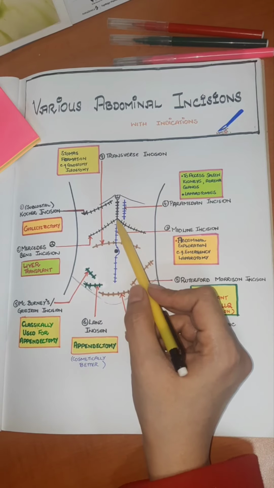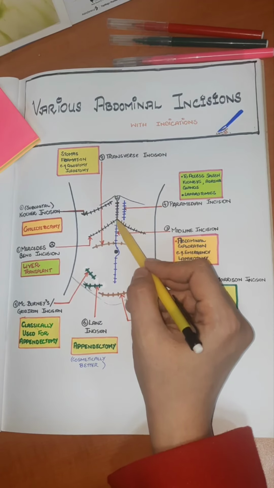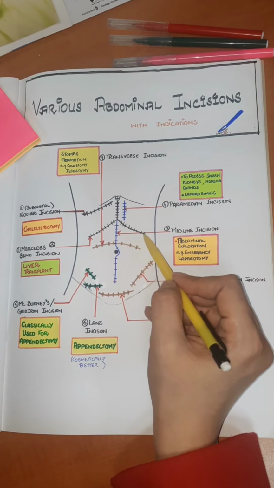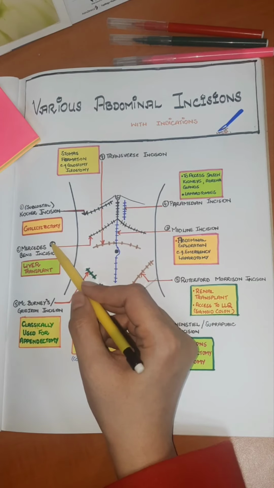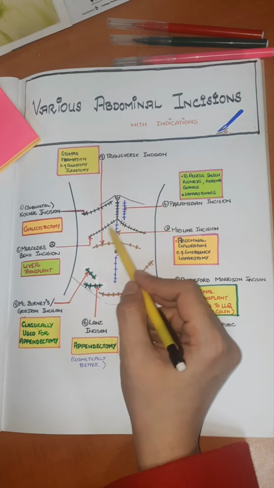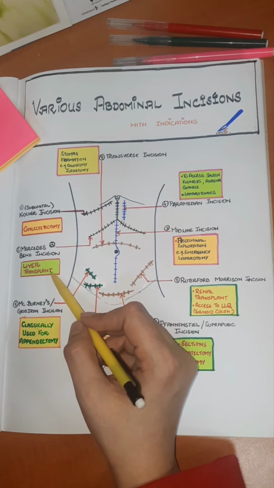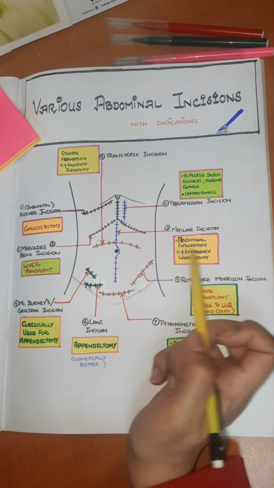The second abdominal incision that we will discuss is the Mercedes-Benz incision, which gets its name because of its typical appearance of the Mercedes-Benz sign. This incision is carried out while performing the liver transplantation surgeries.